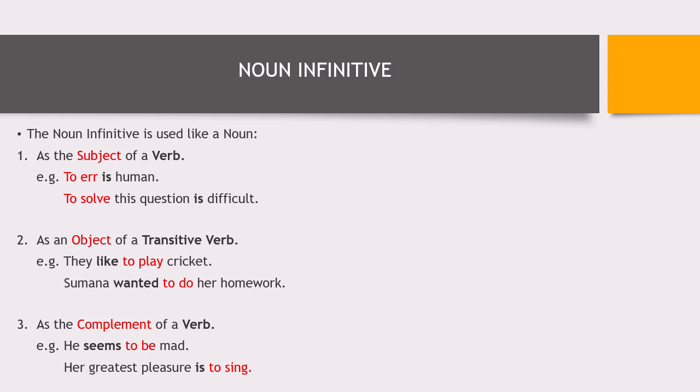3. As the complement of a verb. For example, he seems to be mad. To be mad is the complement of the verb, seems. Her greatest pleasure is to sing. To sing is the complement of the verb, is.